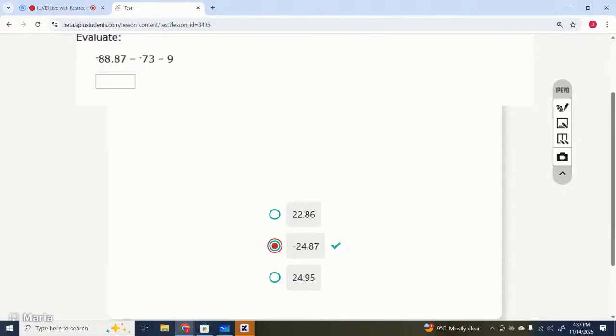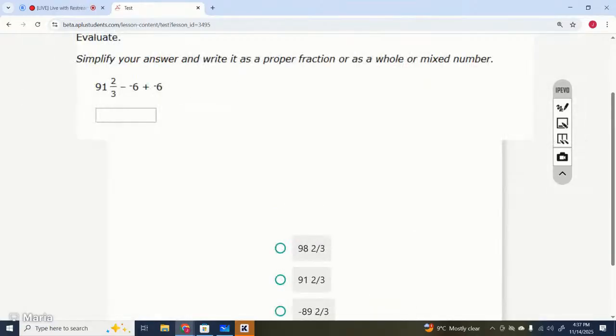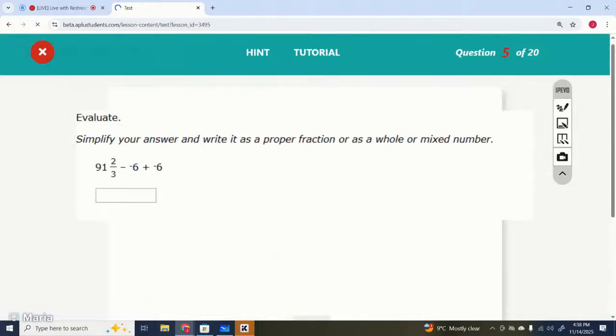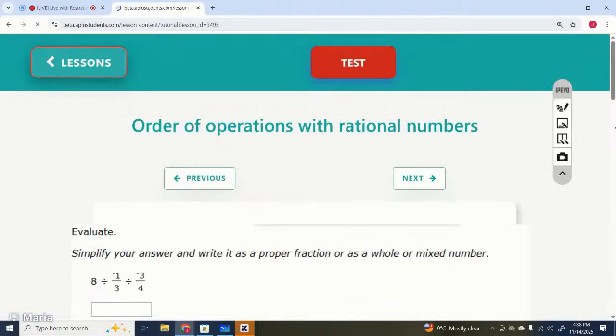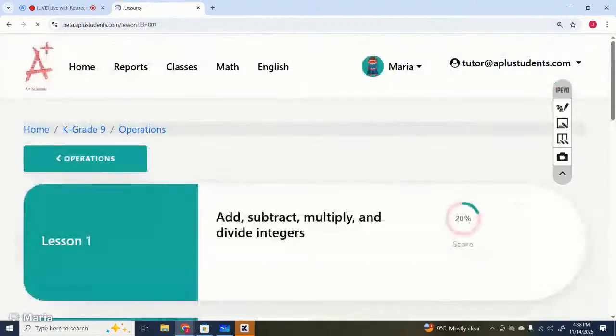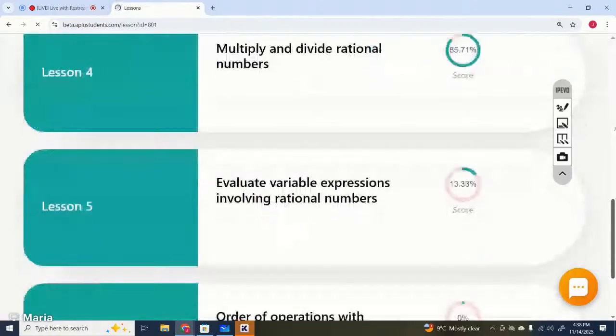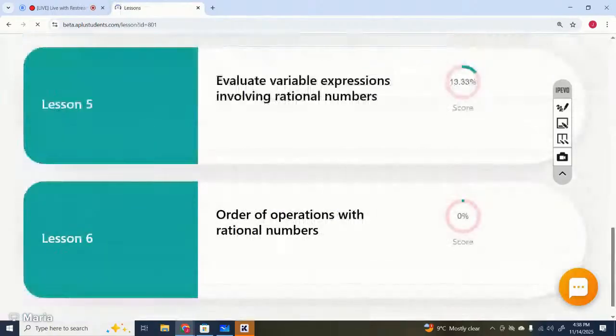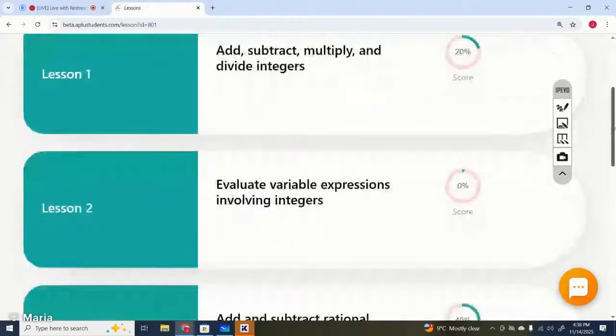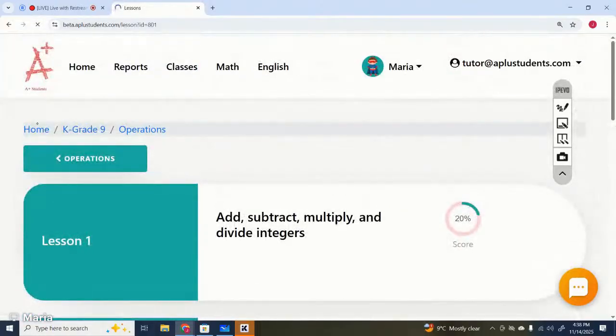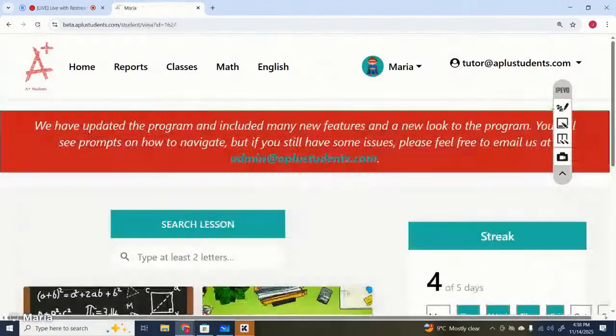Okay, you can complete the lesson by yourself later today. So we were working on grade 9 math, working on operations. The lessons we have covered today are multiply and divide rational numbers, evaluate variable expressions, and order of operations with rational numbers. So please make sure to complete all the practice questions for the lessons we just did. That is your homework.